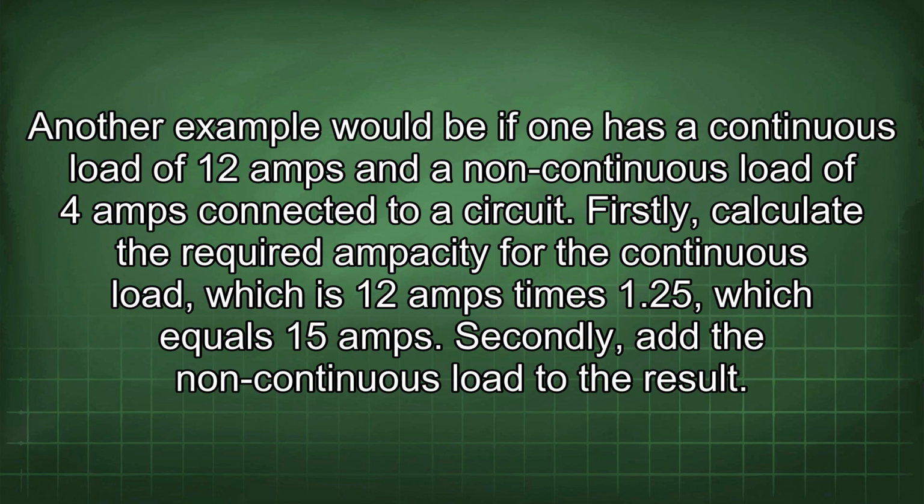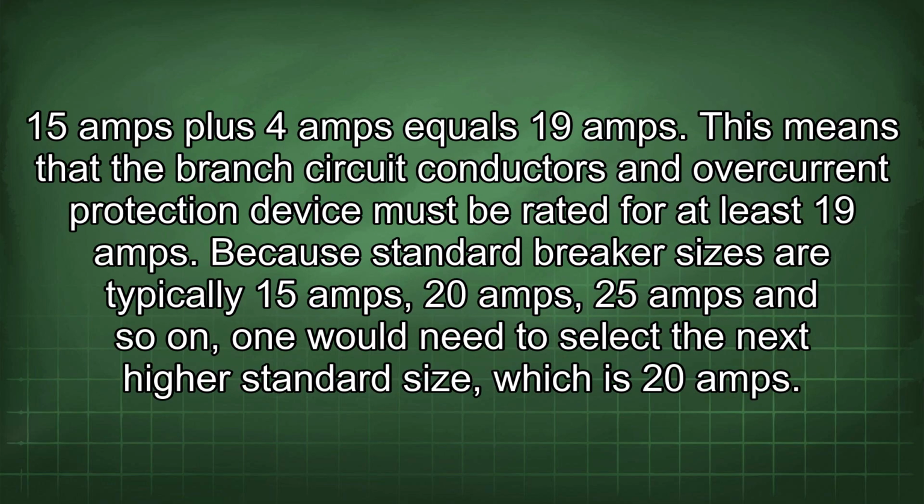Another example would be if one has a continuous load of 12 amps and a non-continuous load of 4 amps connected to a circuit. Firstly, calculate the required ampacity for the continuous load, which is 12 amps times 1.25, which equals 15 amps. Secondly, add the non-continuous load to the result. 15 amps plus 4 amps equals 19 amps. This means that the branch circuit conductors and overcurrent protection device must be rated for at least 19 amps. Because standard breaker sizes are typically 15 amps, 20 amps, 25 amps, and so on, one would need to select the next higher standard size, which is 20 amps.